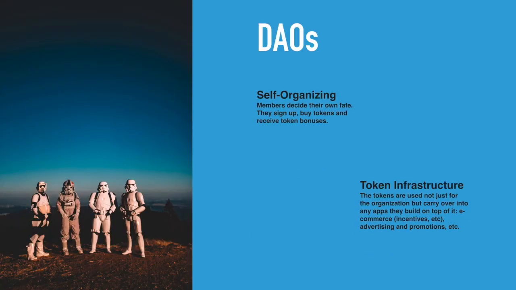Really, the only thing you need to know about DAOs is that they're self-organizing. Members can choose their own fate. They sign up, they can buy tokens, they can receive and give tokens within the organization. These tokens don't necessarily need to be used just for the organization, although they do perform a bunch of functions within the organization, but you can use these tokens to carry over in any apps you built or anything like that.